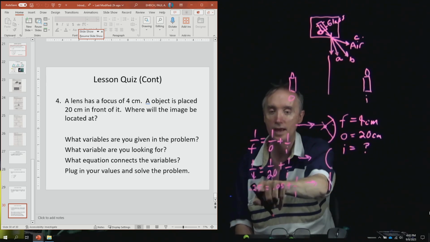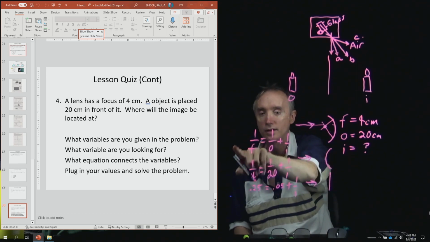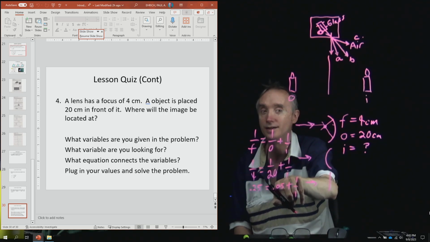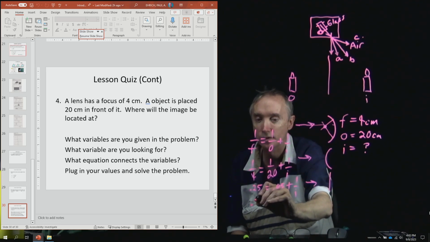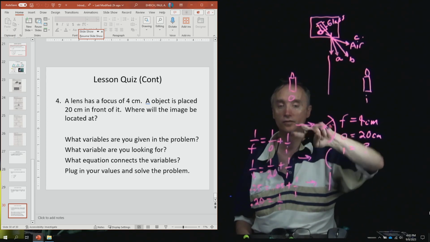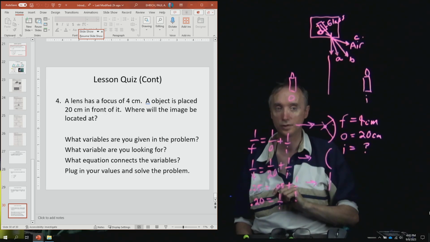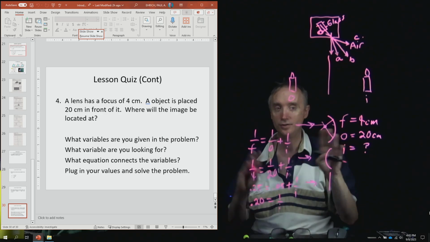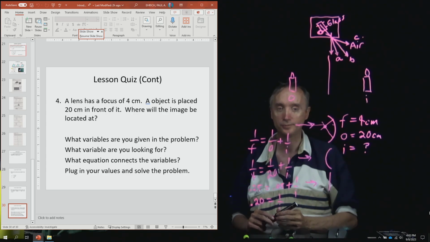The next step is to subtract. This is a positive, so when we take it over to the other side, it becomes a negative. So 0.25 minus 0.05 gives 0.2 equals 1 over I. Then finally, what we need to do is flip it. So 1 divided by 0.2, and that's going to be our answer. I'll let you do that with your calculator: 1 divided by 0.2.